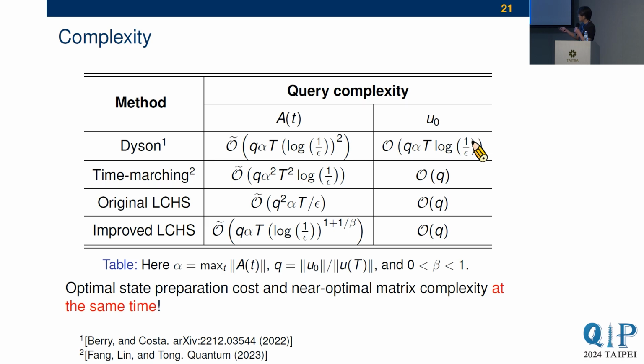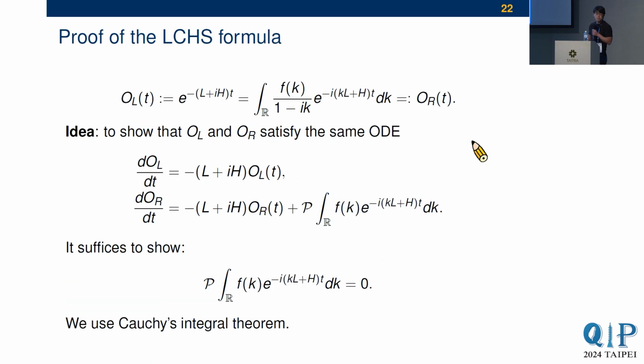The original LCHS is order 1 over epsilon, and the new method scales almost optimally. The log factor is 1 plus beta inverse, and beta can be arbitrarily close to 1. And then indeed, this achieves for the first time near optimal state preparation cost and initial state preparation cost at the same time. Let me very briefly talk about some of the proof that is involved.